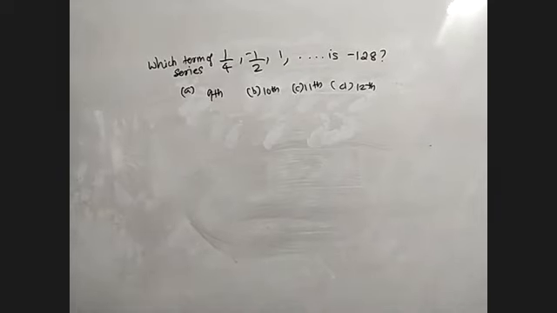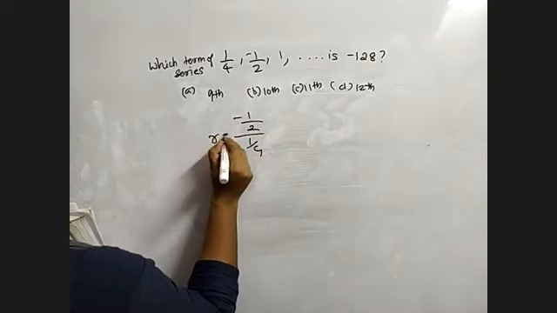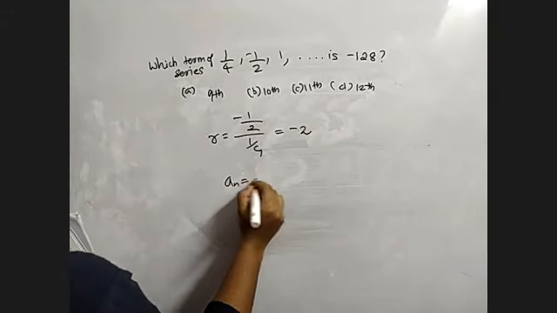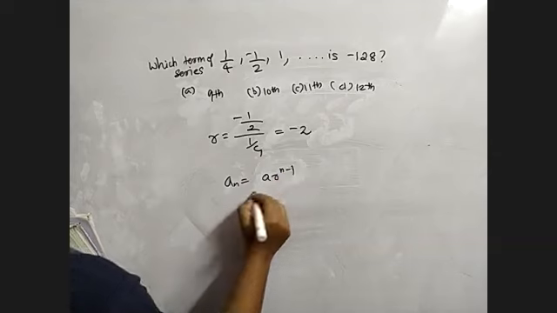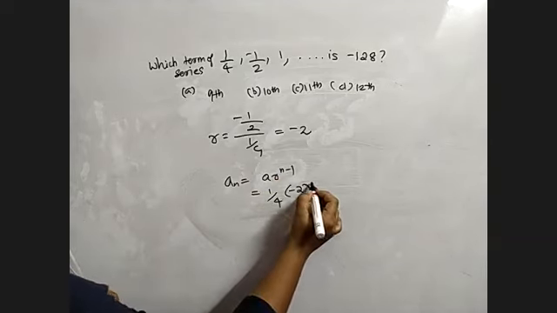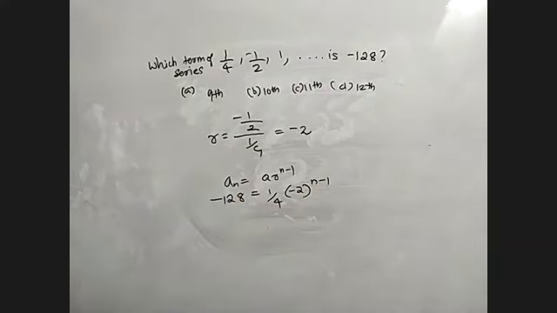What is this? Is it an AP or GP? GP. GP, what is the common ratio? -2. Yes. That you can find out by minus 1 by 2 divided by 1 by 4, so you get ratio as minus 2. Then A n is equal to A r raised to n minus 1, which is 1 by 4 into minus 2 raised to n minus 1. So here we are given minus 128.